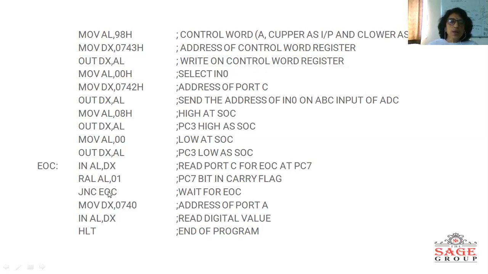Once the end of conversion signal is generated by the ADC chip, then we will come out of the loop, and this is the address of port A, and through port A we read the value of the digital output of the A to D converter. This is the way we can interface A to D converter using the 8086 microprocessor. Thank you.